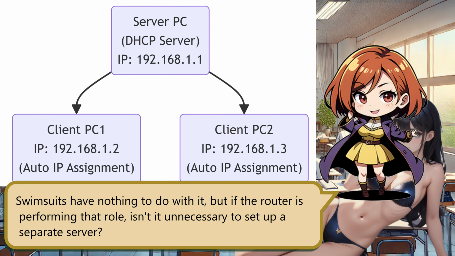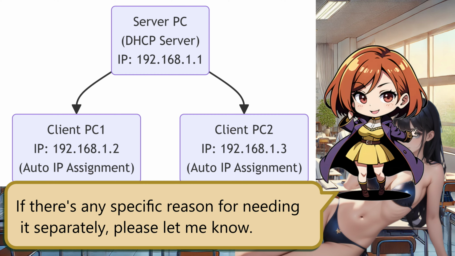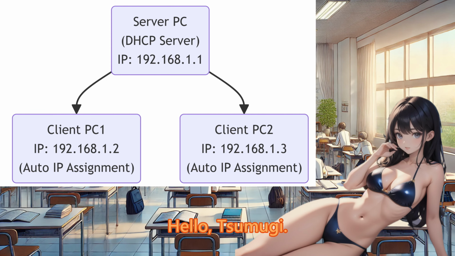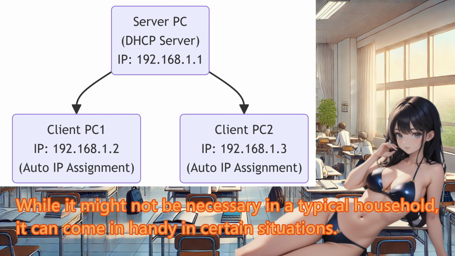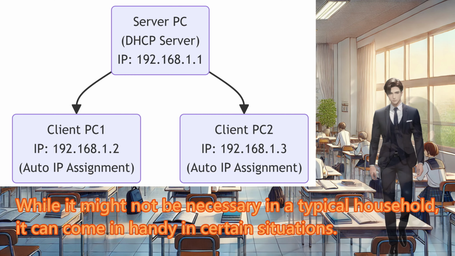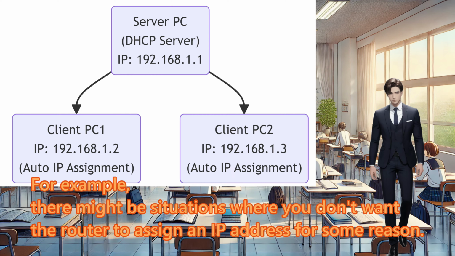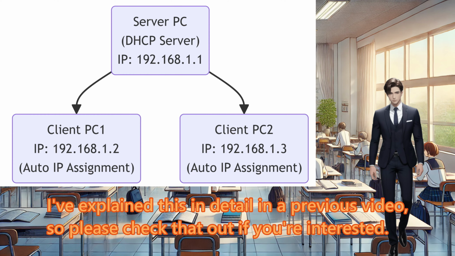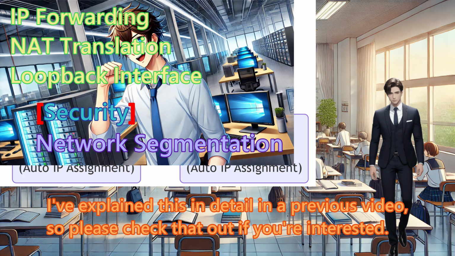Swimsuits have nothing to do with it, but if the router is performing that role, isn't it unnecessary to set up a separate server? If there's any specific reason for needing it separately, please let me know. Hello, Tumuji. While it might not be necessary in a typical household, it can come in handy in certain situations. For example, there might be situations where you don't want the router to assign an IP address for some reason. I've explained this in detail in a previous video, so please check that out if you're interested.